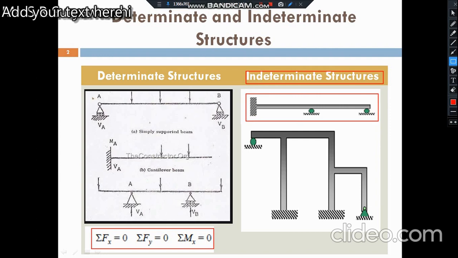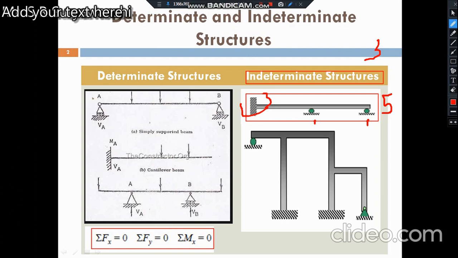If we see the reactions, at the fixed support there are three reactions, then at roller 1, and again roller 1, so there are 5 reactions, and the equations we have are 3. With 5 reactions and 3 equations, we can't find all the 5 reactions, so this is an indeterminate structure.